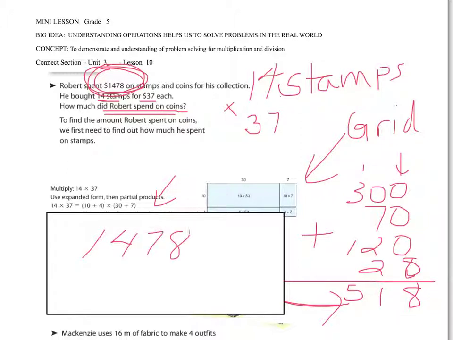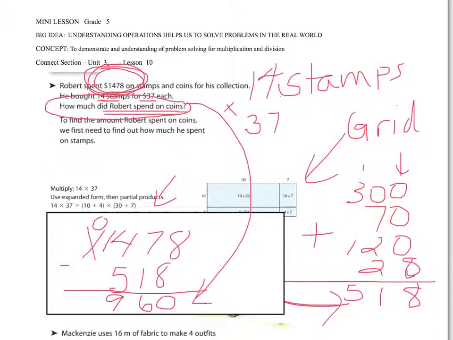So 1,478, we said it was total. And we've now spent 518, so we're going to take that away. 8 minus 8 is 0. 7 minus 1 is 6. 4 take away 5. Ooh, wait a minute. I can't take 5 away from 4. I need to borrow. So I'm going to take 1 from my 1,000 spot. It's going to become 0. It becomes 10 over here, so my new number is 14 here. 14 take away 5 is 9. So to find out my final answer about how much money he spent on coins, he spent $960 on coins.